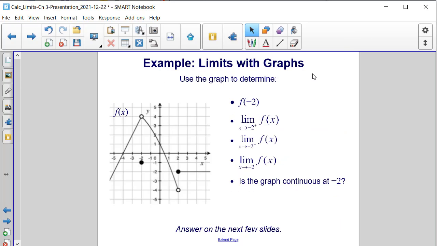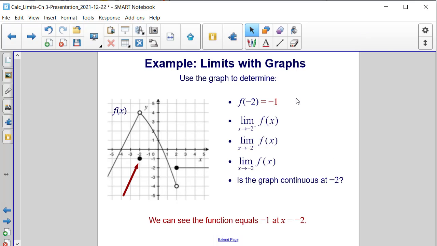Let's try an example. Use the graph to determine the function being evaluated at -2 or f of -2. We're going to find the limit of f of x as x approaches -2 from the right, the limit of f of x as x approaches -2 from the left, the limit of the function f of x as x approaches -2, and then determine is the graph continuous at -2.